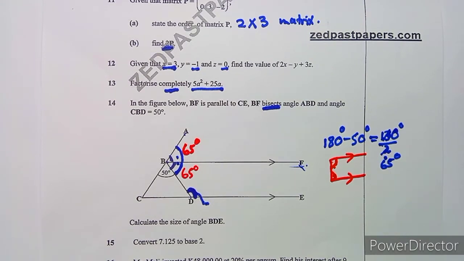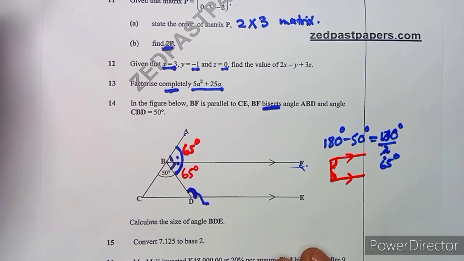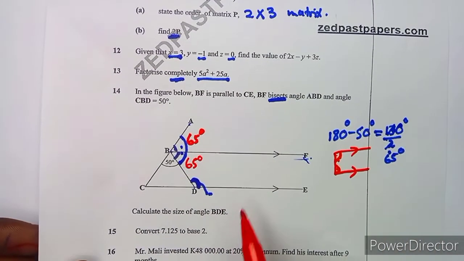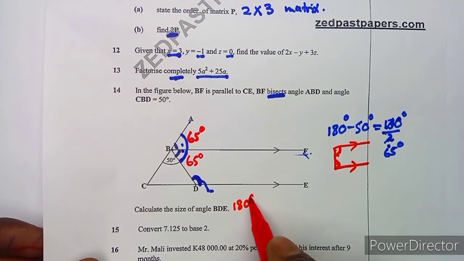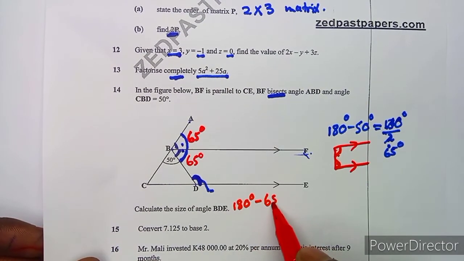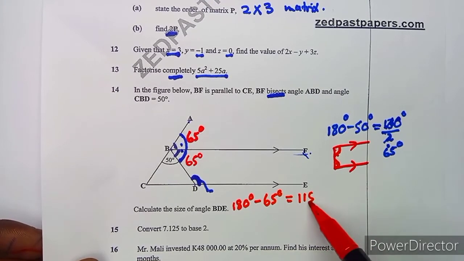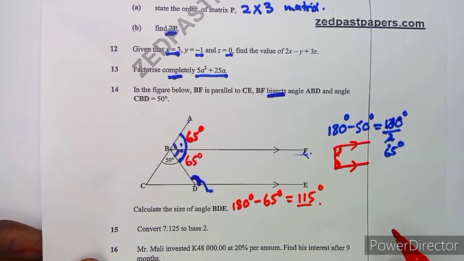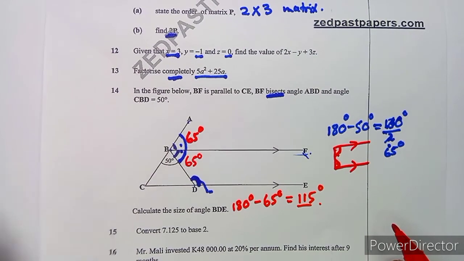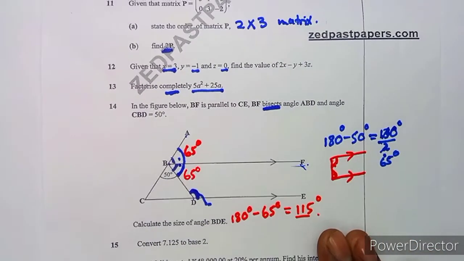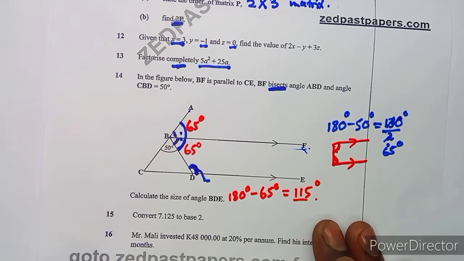That is to be supplementary. So what am I going to do? I'm going to simply find this angle BDE now by subtracting this angle of 65 from 180 degrees. And that is going to give us 115 degrees if you subtract properly, just like that, guys. All right. So anyways, this is how they can ask these questions and so forth.